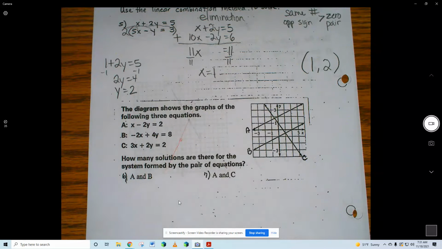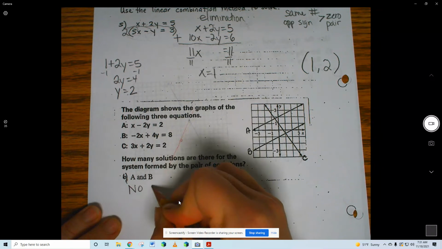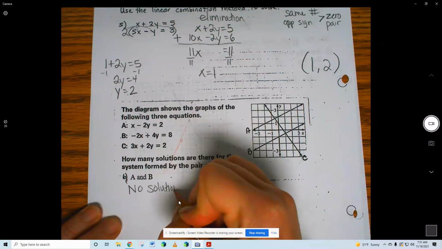The diagram shows the graphs of the following equations, A, B, and C. Great. How many solutions are there? How many times does it cross? A and B. You guys, how many times do A and B cross? 0 times. There's no solution. Parallel lines have no solution.